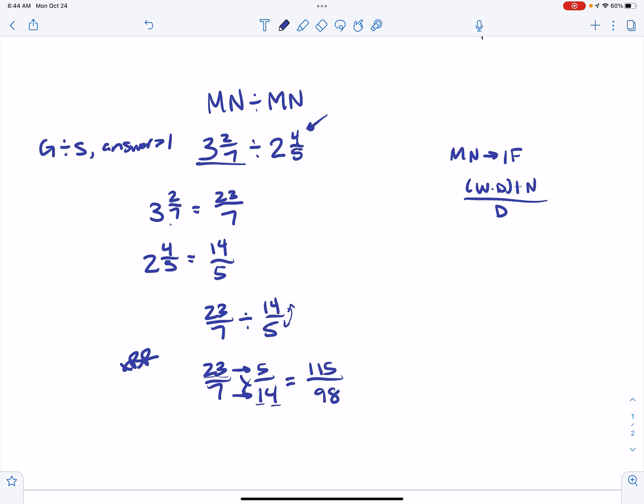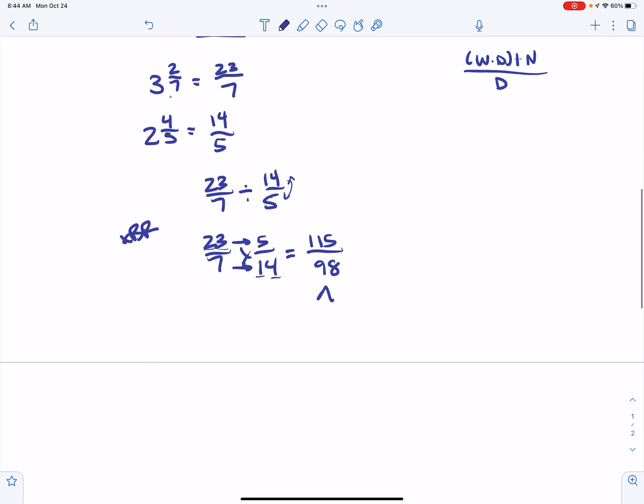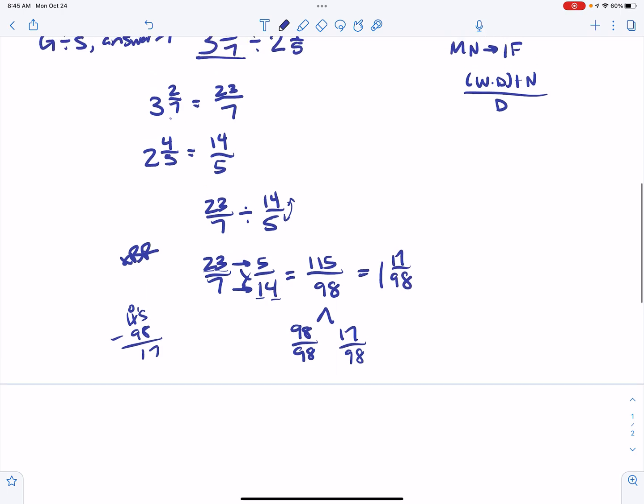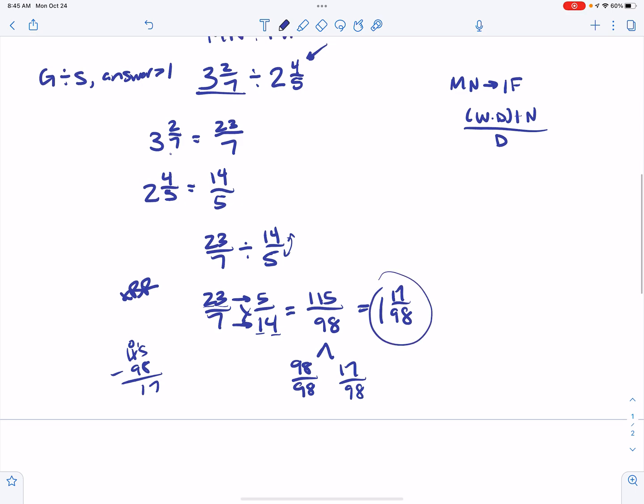Now, I can't leave this as an improper fraction, so I am going to break this apart. I know I have enough for one whole, which is 98/98, and I'm going to do a little bit of subtraction on the side because I just want to make sure I get this right. So 17. I'm left with 17/98. So our answer is 1 17/98. If we return back to what would be reasonable, our answer is greater than 1 but less than 2. It seems like this would be a reasonable answer.